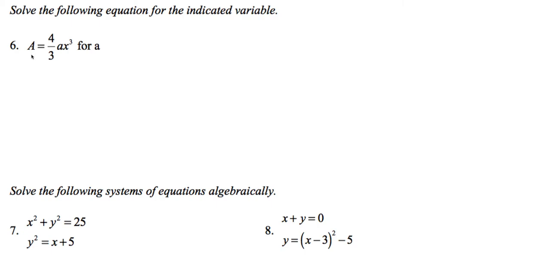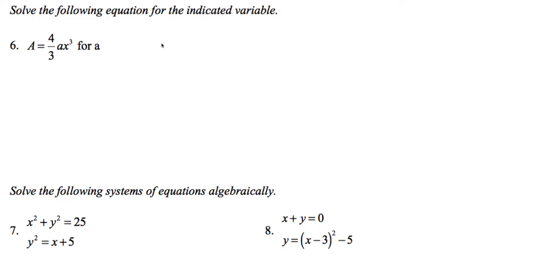We have a formula, capital A equals 4/3 times little a times x to the third power. And we want to solve it for a. So first thing we're going to do here is identify that my a is what I need to get. There's only one of them. There isn't any on either other side. So I'm going to take it here.